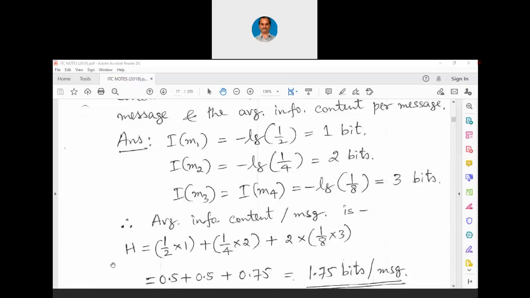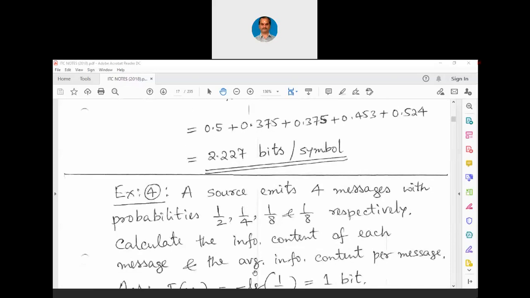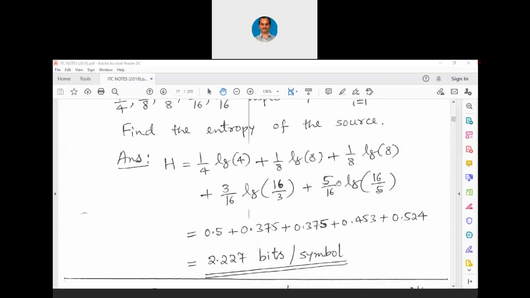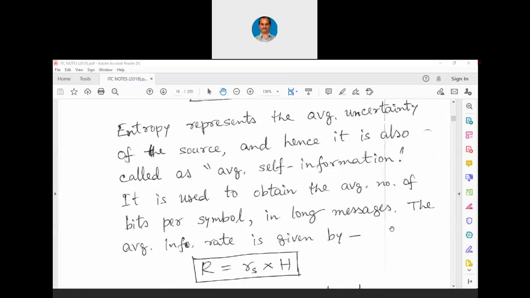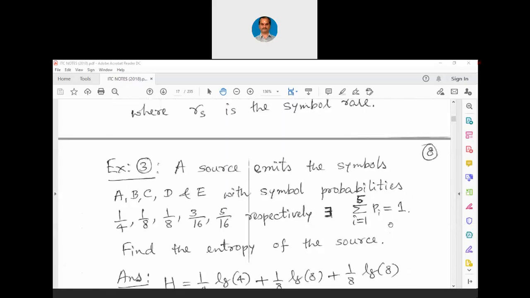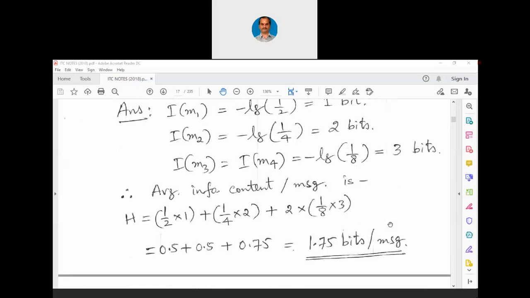Here in this case I have used this method where I find the self information. Then we already know that the total information is nothing but I of M1 plus I of M2 plus I of M3 plus I of M4. We already know that. So that is proved here. You can use this formula also. You will get the same answer. You can use this particular formula also. Summation of I equals 1 to M Pi Lg of 1 over Pi. What I did is I individually find out all these things. Then I find out the total by multiplying the number of bits. That's all. So the answer is 1.75 bits per message.